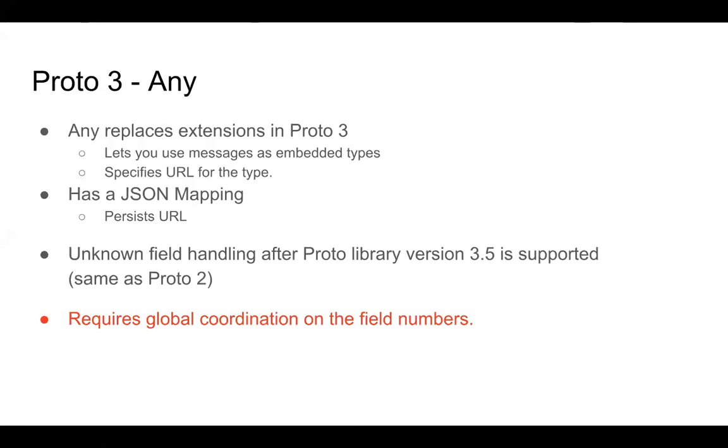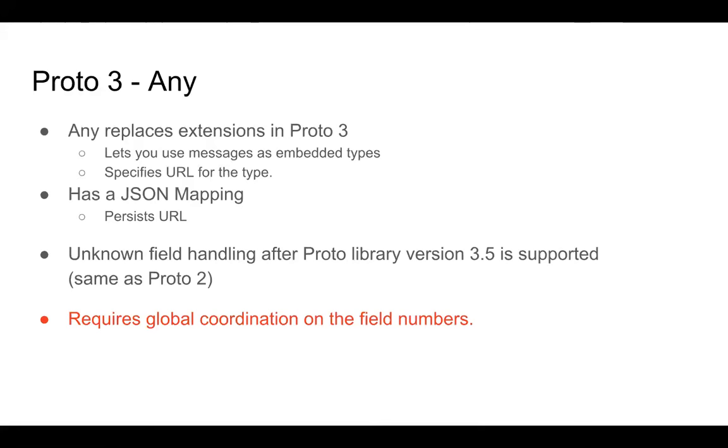And then it lets you specify a URL for where to decode the particular byte string that Any wraps around. This has a JSON mapping, but the JSON mapping persists the URL, which contains the definition of how to unwrap this, which makes sense if you're coming from a proto-first into JSON world. The thing is that, yes, this is not going to map into a canonical CloudEvents extension if you use Any in a proto, but at least it gives you a path forward to map into JSON in a consistent way.